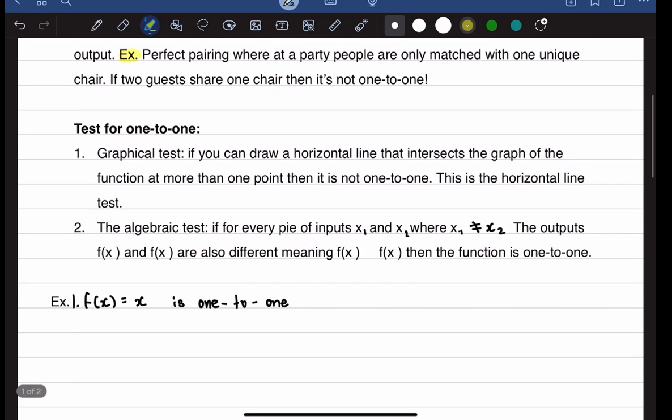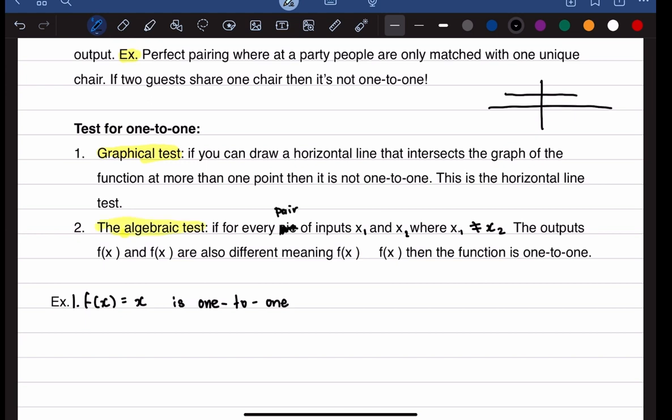So how do we test for one-to-one? There are two ways we can specifically test for one-to-one. The first way is a graphical test. This is where, let's say this is our graph right here, if you can draw a horizontal line that intersects the graph of the function at more than one point, then it's not one-to-one. This is also known as the horizontal line test.